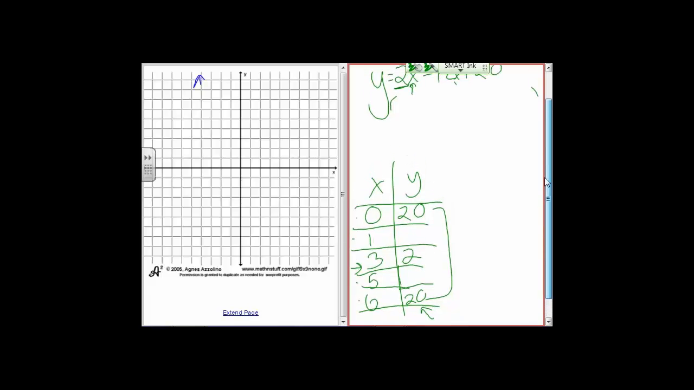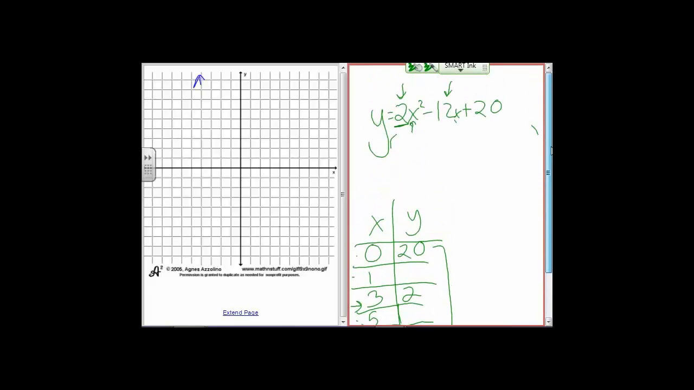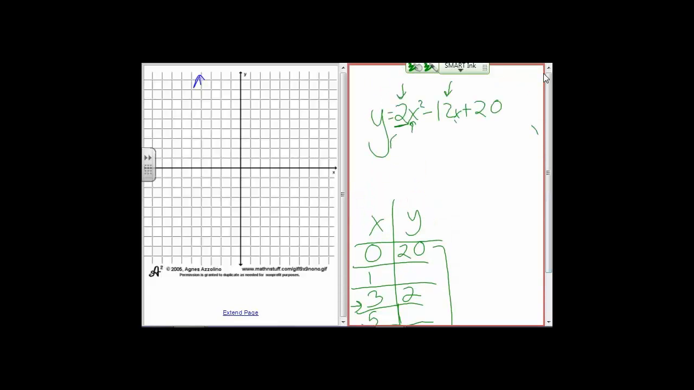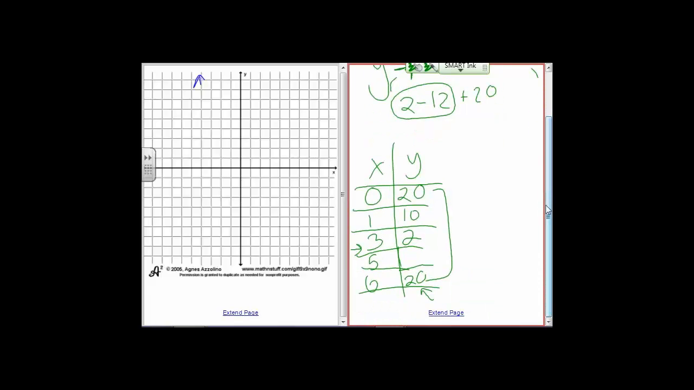Okay, so let's plug in positive 1. I kind of made these look like negatives, so I gotta watch out for those. So I plug in positive 1 right here, and I get 1 times 2 is 2. Negative 12 times 1 is negative 12. Plus 20, and so what do I get here? Negative 10 plus 20 is 10. Great, so it should match up. And just for the sake of time, I'm going to assume that we do our math correctly, and there we go. So let's go ahead and plug in.